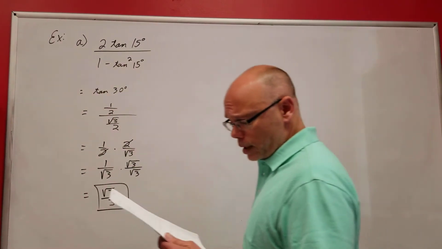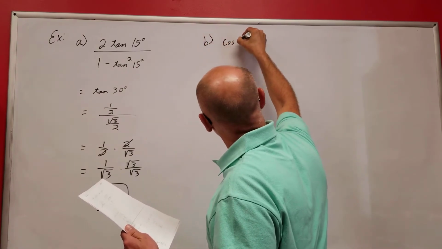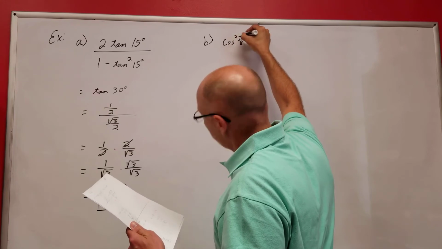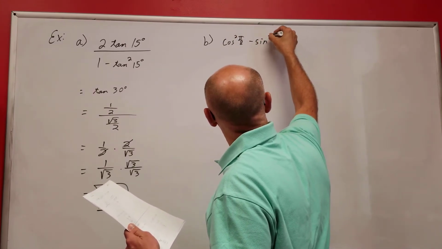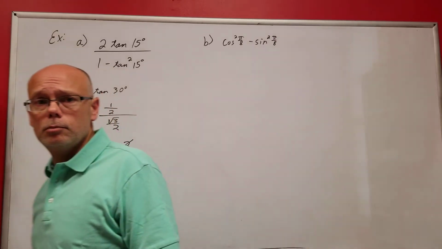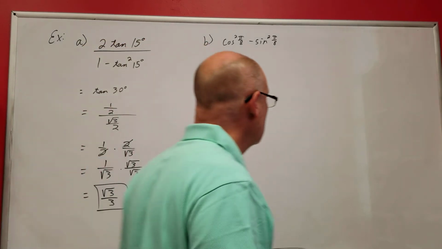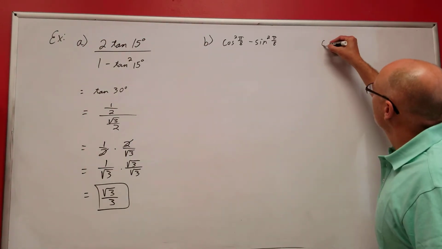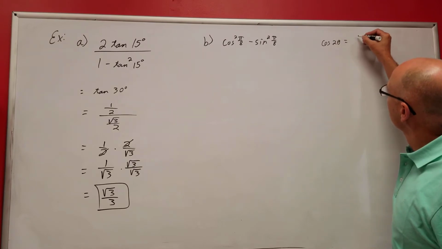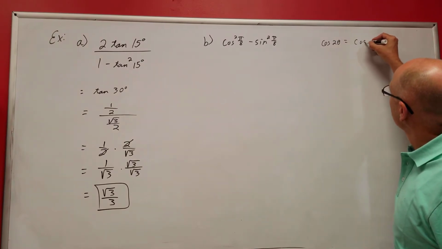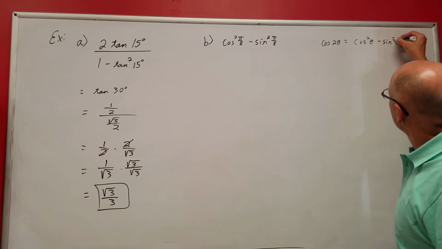Part B, we're trying to find the exact value of cosine of pi over 8 squared minus the sine of pi over 8 squared. Well, that looks like my double angle formula for cosine. We had the cosine of 2 theta is equal to cosine of theta squared minus the sine of theta squared.